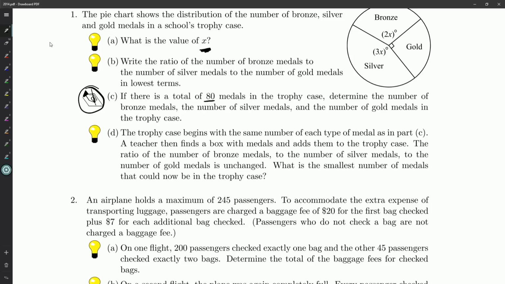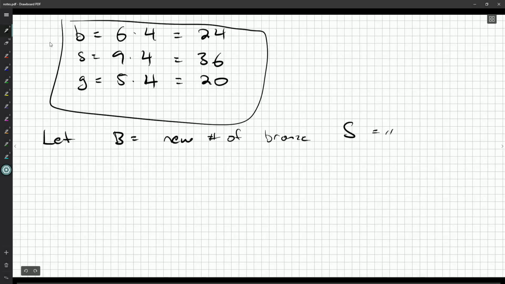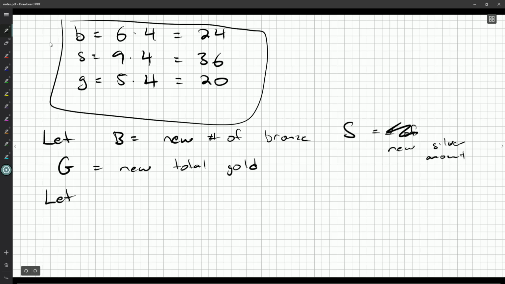Okay, I think the answer should be 20, but maybe say something like that B equals the new number of bronze, S the new silver amount, and G the new total of gold medals. Okay. And we might say something like let M equal the number of medals added.